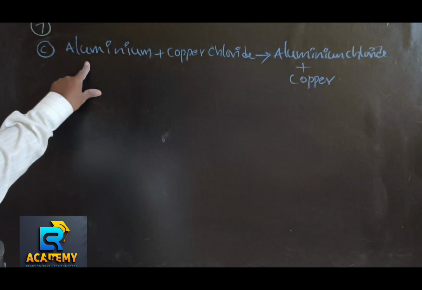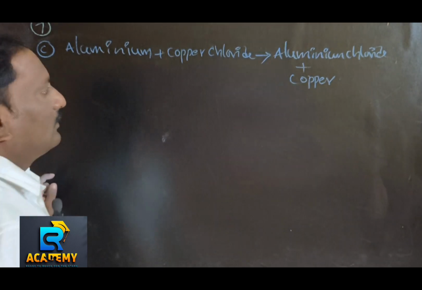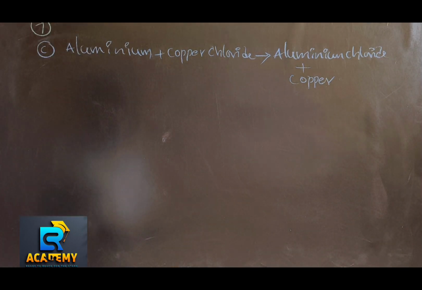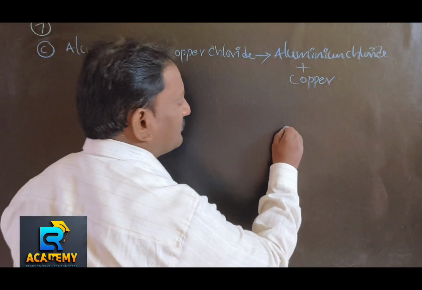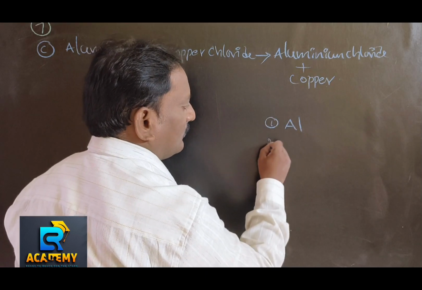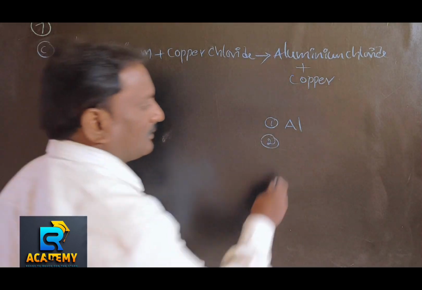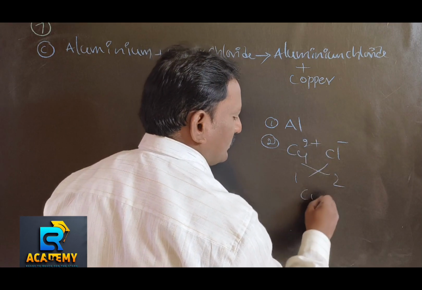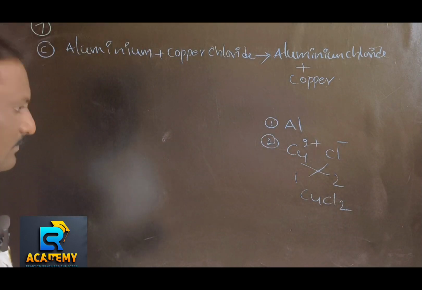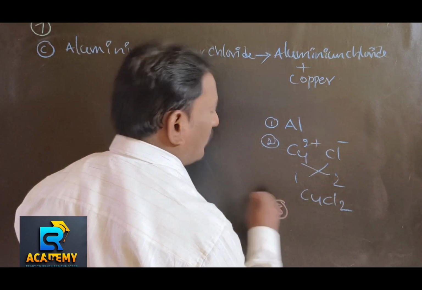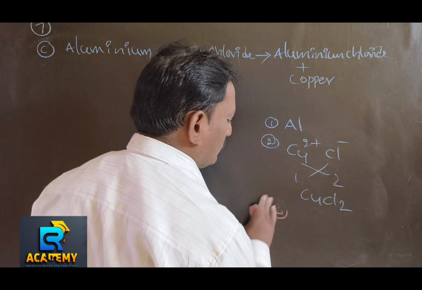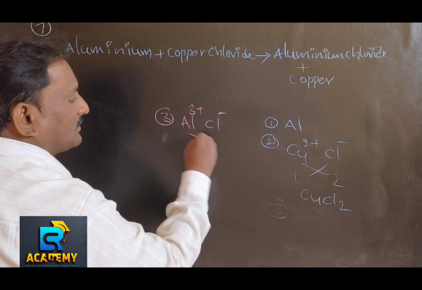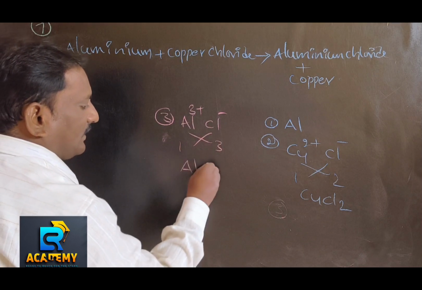Next, see the 7th question: aluminum when dropped in copper chloride will give aluminum chloride and copper. Let us frame the chemical formulas and symbols. Aluminum symbol Al. Second one is copper chloride: copper Cu2+, chloride Cl-, so CuCl2. Third one, aluminum chloride: Al3+, chloride Cl-, so AlCl3.